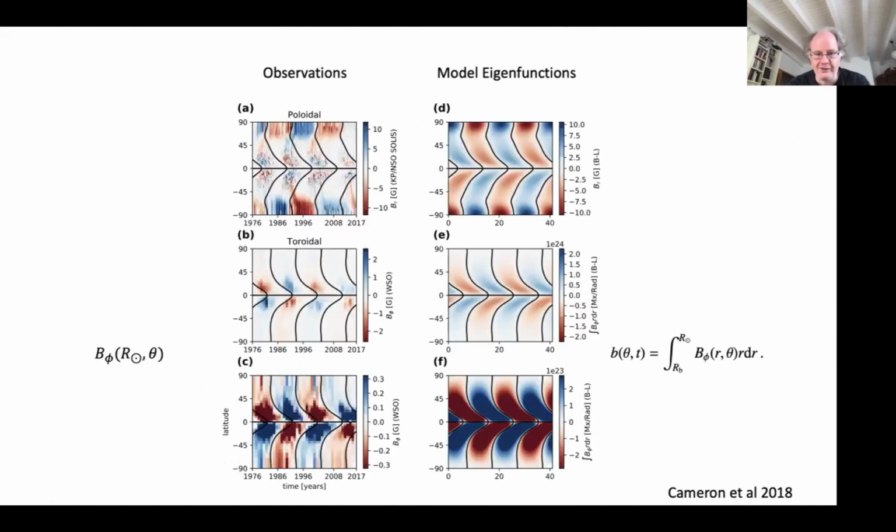The model works very well. So these are the observations of the toroidal field and the saturated toroidal field, just to show you that there is stuff up at high latitudes. This is the model eigenfunctions. You can solve it as an eigenfunction problem, and you find it matches very, very nicely.